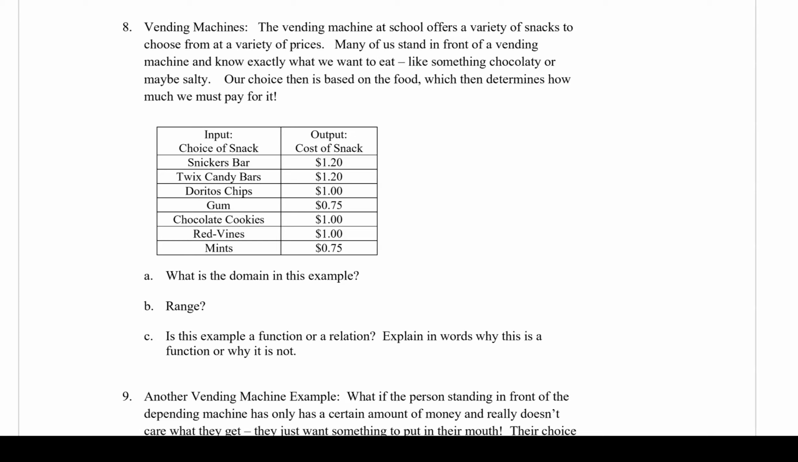So the input is the list of choice of snacks, and the output is the cost. First question, what is the domain? Remember, domain is the set of input values. So our domain is the list of the snacks. Snickers, Twix, Doritos, gum, cookies, red vines, and mints. Our range is the cost of the snack. $1.20, $1.20, $1, 75 cents, $1, $1, 75 cents.